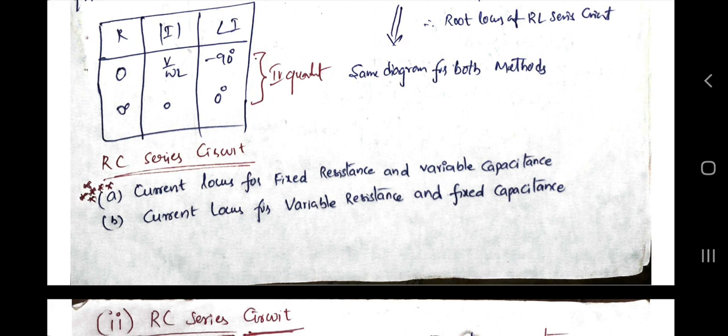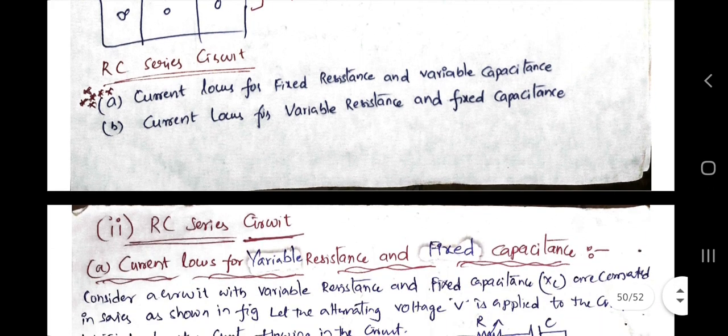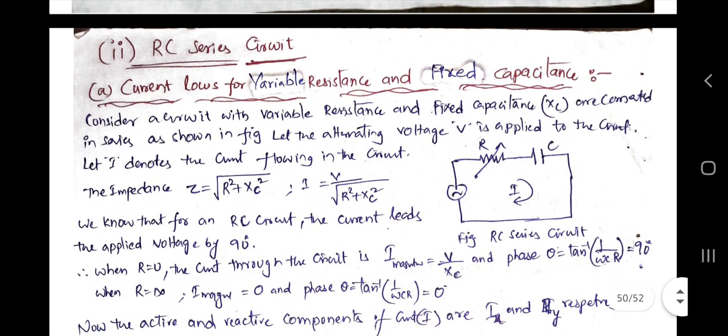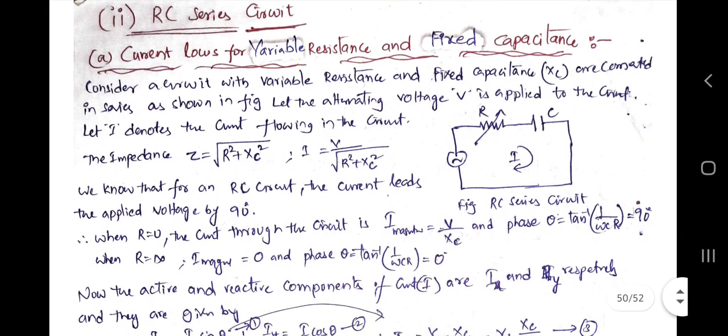Here also there is fixed resistance with variable capacitor, and the current locus for variable resistance with fixed capacitance. The similar mode of operation applies, but with a little bit of difference. Now we are going to consider the current locus for variable resistance and fixed capacitance. This is case 1. We do it in a similar way, but here instead of the inductor we take the capacitor.